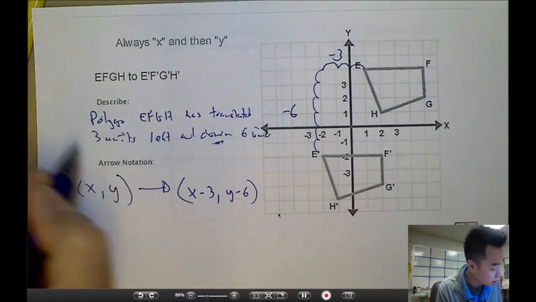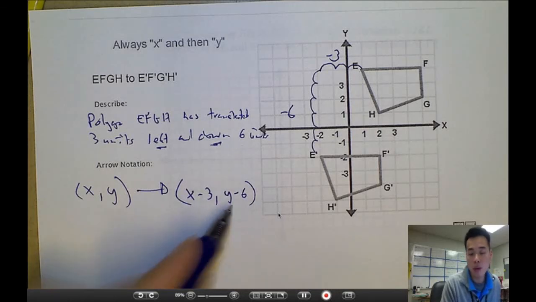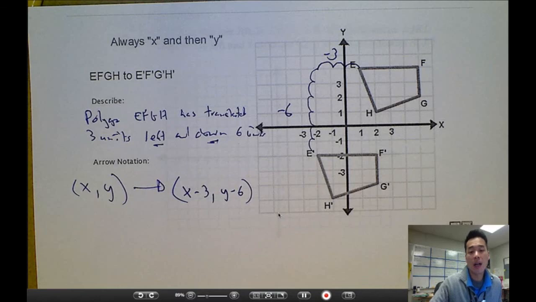See, down and left, this correlates with your arrow notation. Okay, and that's basically a translation. So make sure you guys list this in your notebook, and then we'll go over it in class.